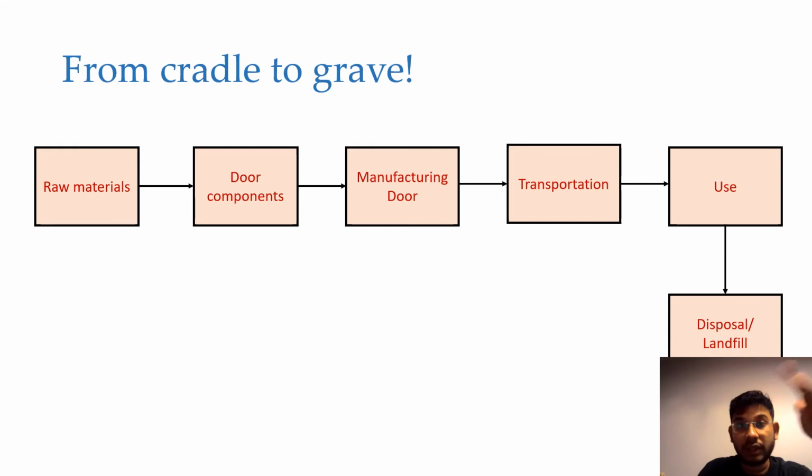Okay, so what are the stages of this product making? You have the raw materials, which are made into door components, and then the door components are taken into the manufacturing of the door. You have transportation, very important, and then you have the use phase, and then you have disposal or landfill. Okay, cradle to grave.